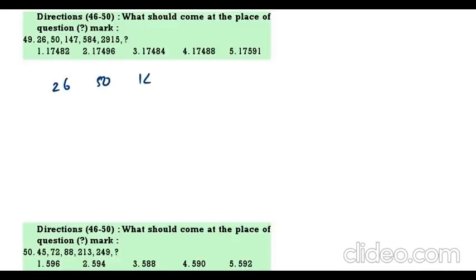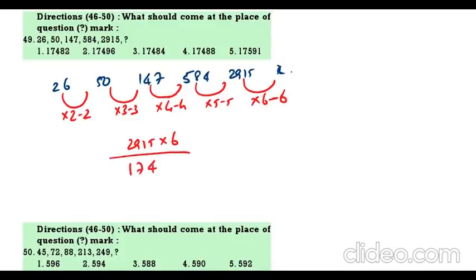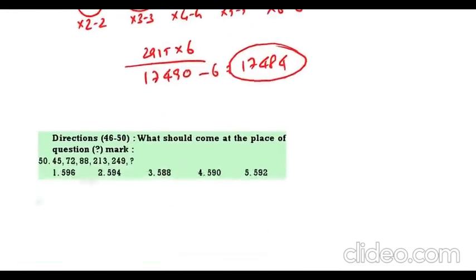26, 50, 147, 584, 2915, question mark. 26 into 2 minus 2. This is into 3 minus 3. This will be into 4 minus 4. No need to do everything. First 2 is enough. Directly you take into 6 minus 6. 2915 into 6, that is 17,490 minus 6, 17,484. Option 3. Next question.